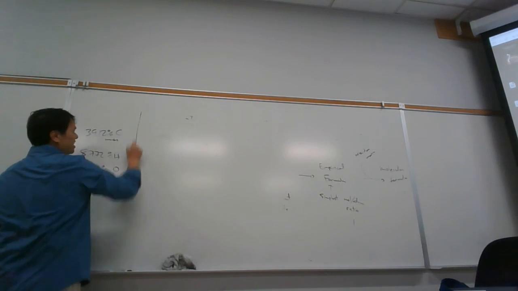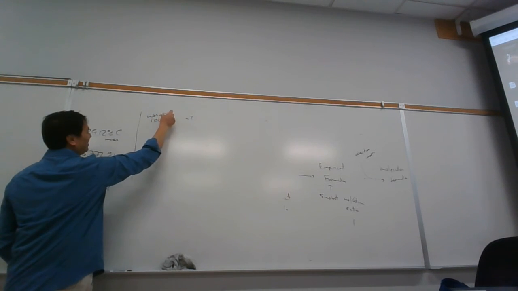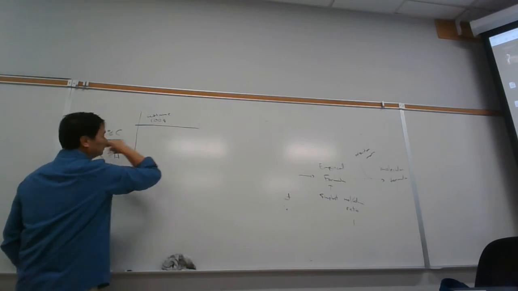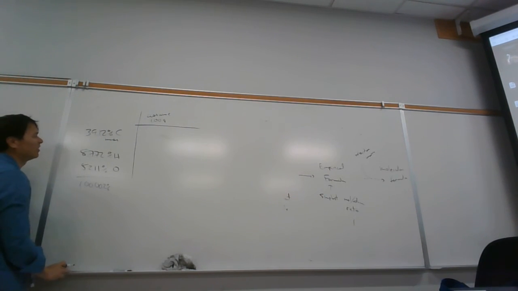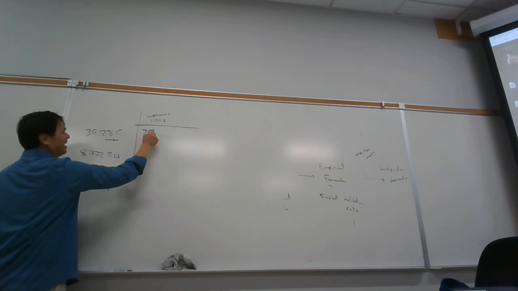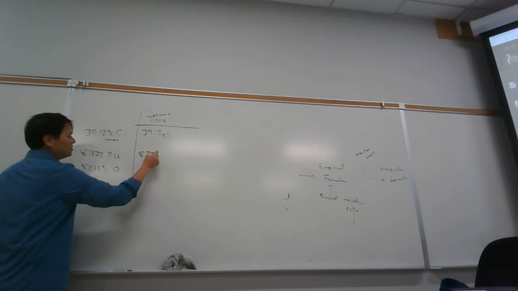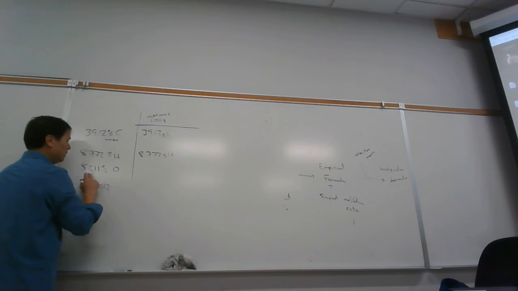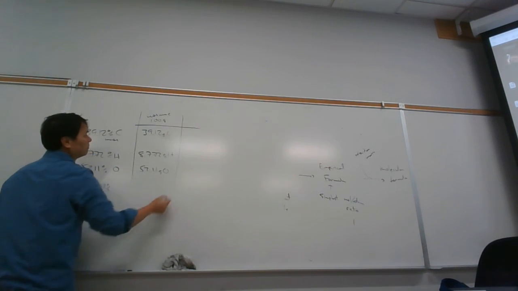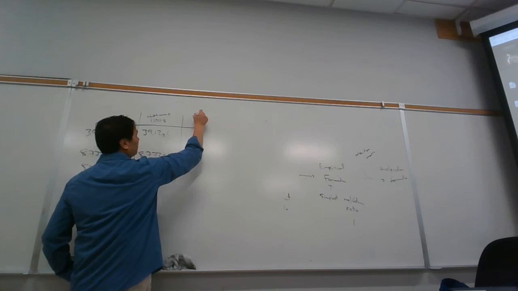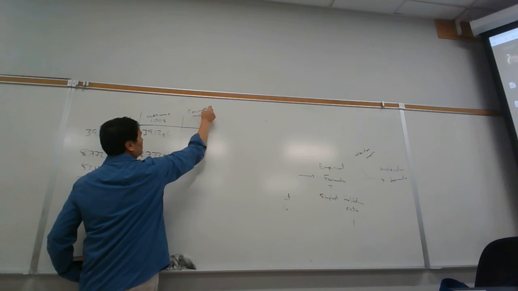Okay, so the first step is we assume 100 grams. If we assume it's 100 grams, how many grams of carbon are there? 39.12 grams of carbon, 8.772 grams of hydrogen, 52.11 grams of oxygen. And then we convert to moles.